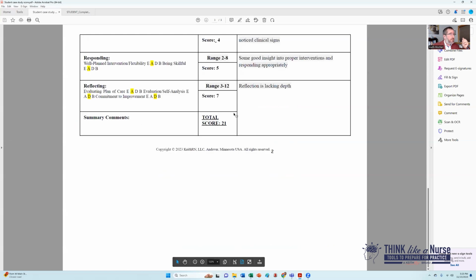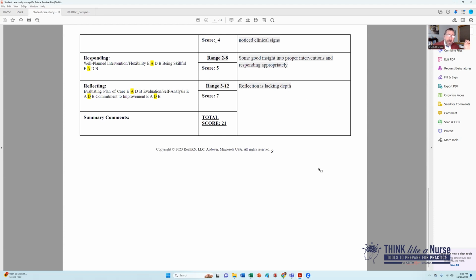As we look at the other 2 metrics of responding, they got a total of 5. The faculty commented that the student had insight into interventions and responded appropriately. And for reflecting, evaluating the plan of care, the student saw the essence of the problem, that the patient's status was accurate. But when you looked at their commitment to improvement and self-analysis, it wasn't that thorough, so they gave just a 2, or developing, for a total score of 7 for those 3 metrics in the reflection, lacking depth.